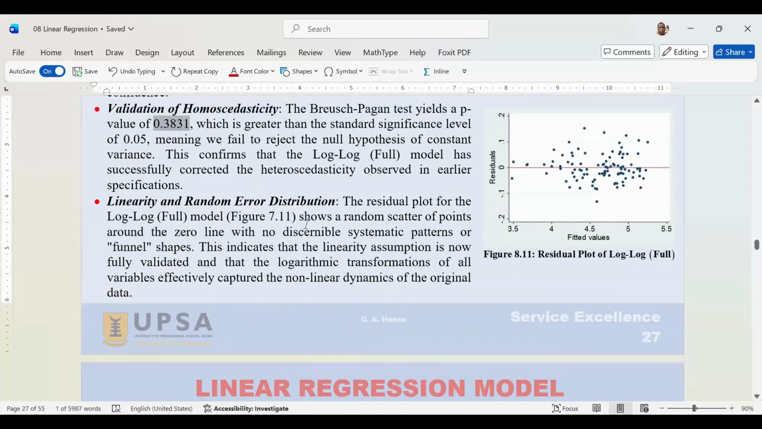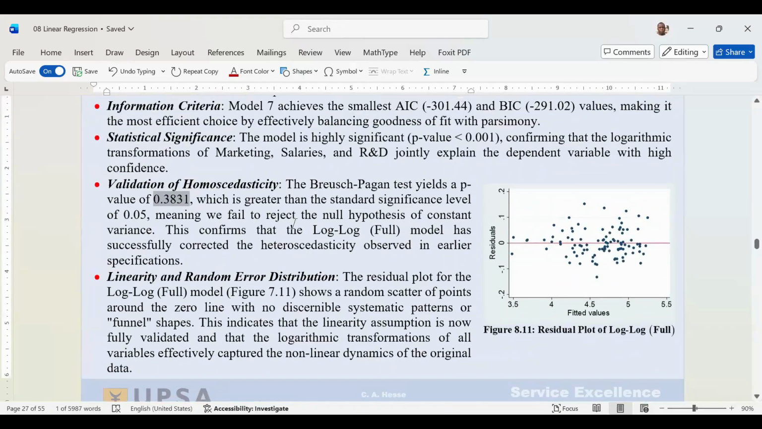Please, are you with me? Yes. What's the p-value for the Breusch-Pagan test? 0.3831. Yes. So 0.3831 means that you maintain the H naught. H naught says homoscedasticity, and H1 says heteroscedasticity.